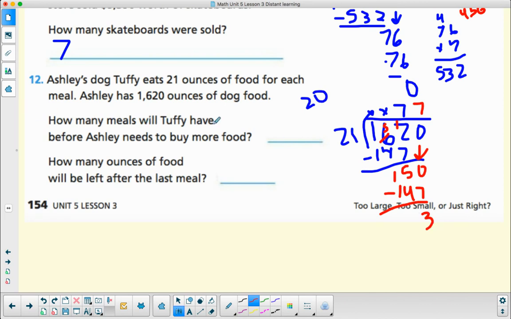How many meals will Tuffy have before Ashley needs to buy more food? There were 77 groups of 21, so that's 77 meals. Pretend I write meals here. And how many ounces were left? These were the ounces she had. These were the ounces she has left at the end. 3 ounces.